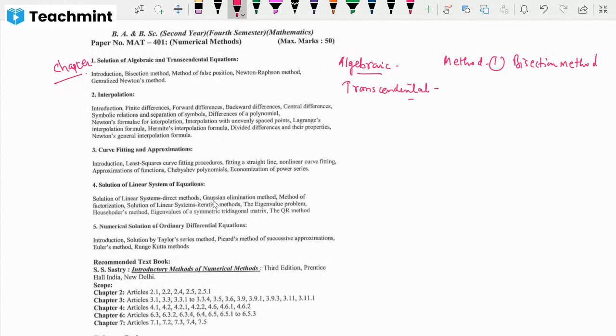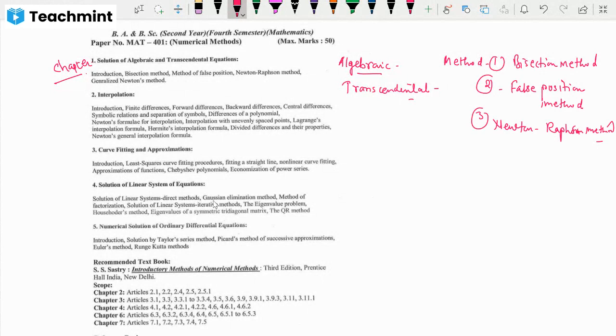The syllabus I have already shared in the WhatsApp group and Google Classroom, so there is no need to write it. You can download it directly, or you can go to the university website and find the syllabus. We'll just discuss it here. In the first chapter, we'll see three methods. The first method is the bisection method. The second method is the false position method, also called regula falsi method. And the third method is the Newton-Raphson method. We'll see it in detail. So these three methods are there in the first chapter.